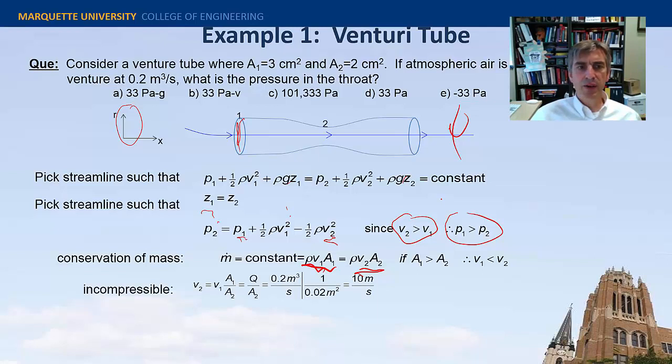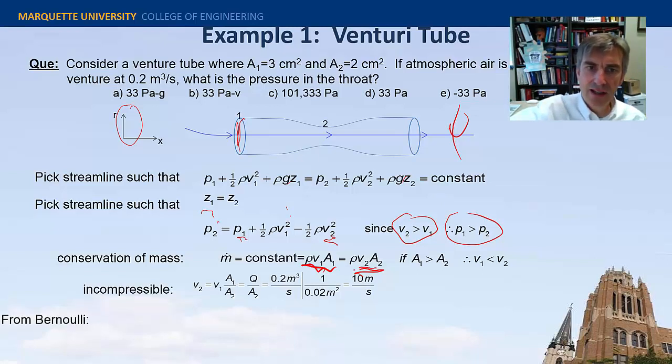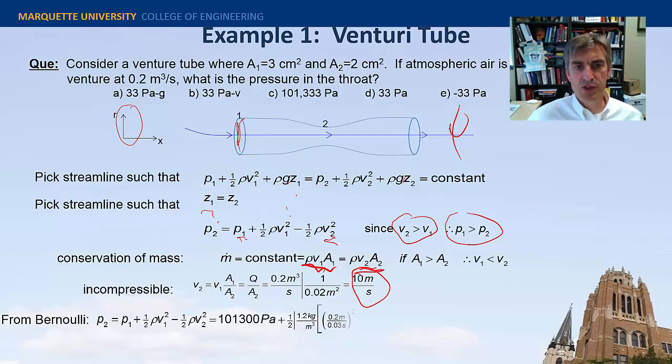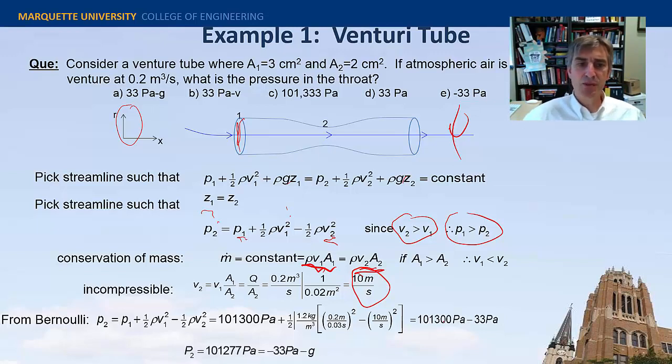All right, so I can rearrange this momentum equation to get that the velocity at location 2 is 10 meters a second. Then I can put that into my Bernoulli equation and just turn the crank, and I get that the difference in pressure is just this difference between the atmospheric pressure and 33 pascals. So my answer is minus 33 pascals gauge.